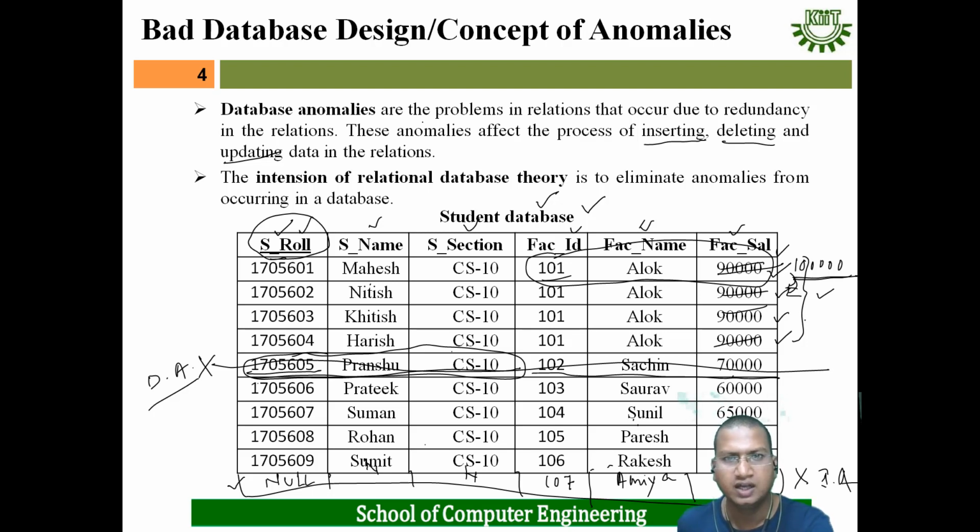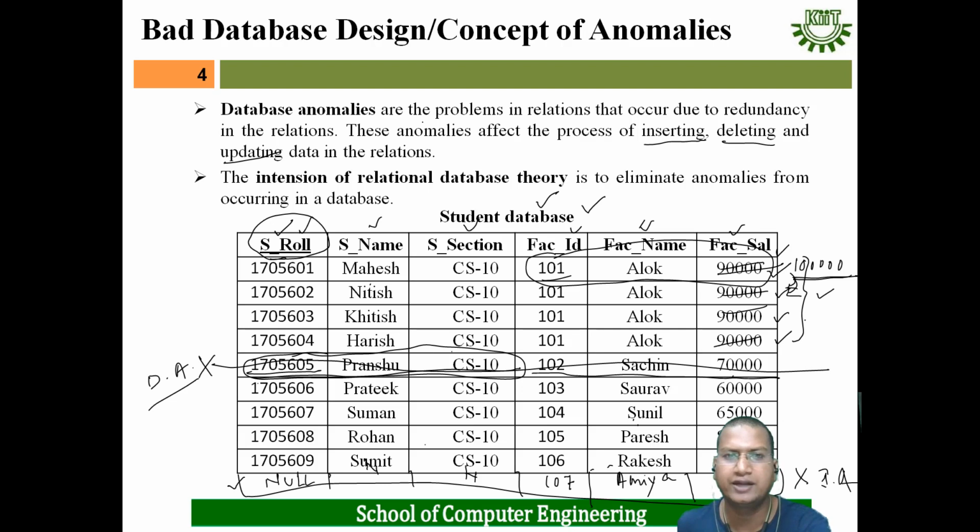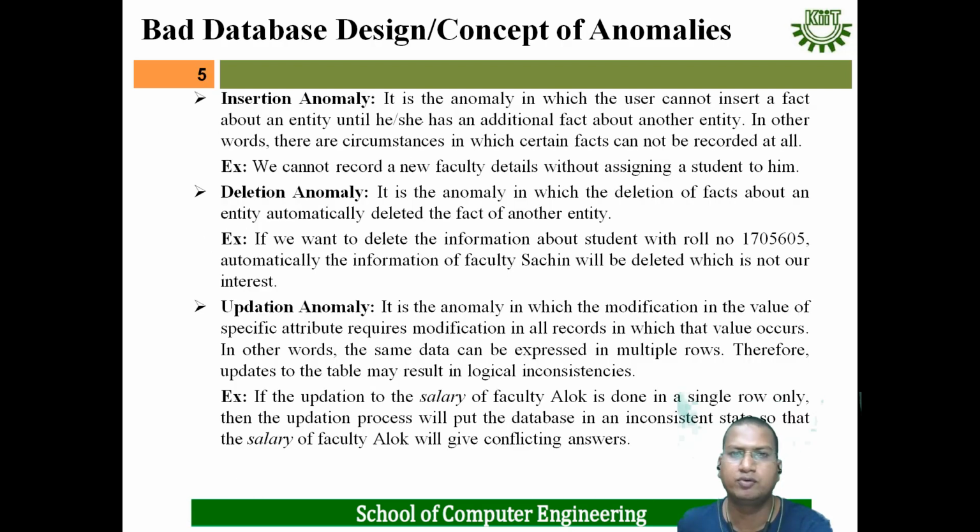Suppose I divide the student table into two tables. In one table, I will keep student roll number, student name, student section, and faculty ID. Here, student roll number is the primary key. This is your student table. Another table is your faculty table. In this, faculty ID is the primary key, and faculty name and faculty salary are there. I will put all the records present in the original student database into these two tables.